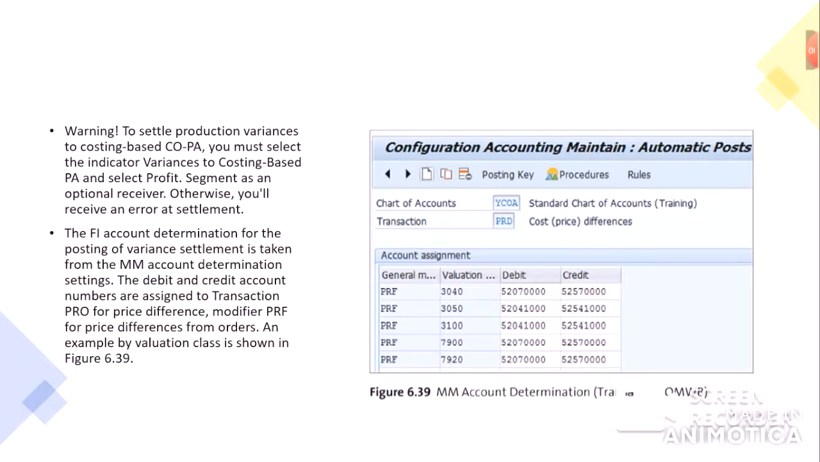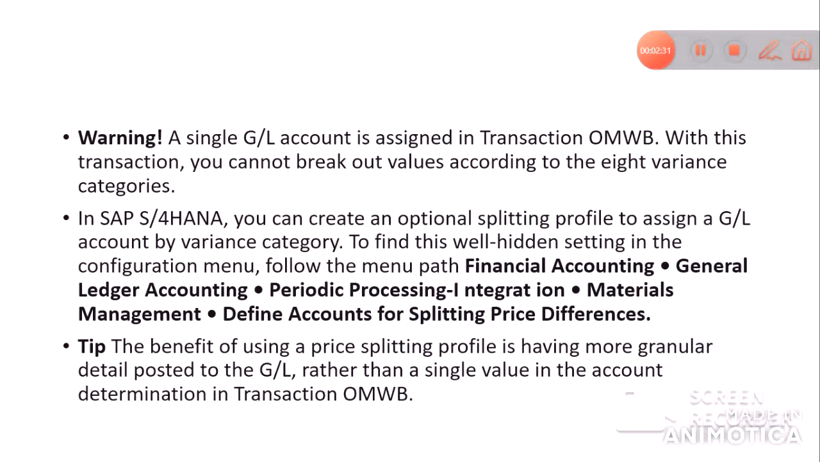The FI account determination for the posting of variance settlement is taken from the MM account determination settings. The debit and credit account numbers are assigned to transaction PRO for price difference, modifier PRF for price differences from orders. An example by valuation class is shown in this figure. So a single GL account is assigned in transaction OMWB. With this transaction, you cannot break out values according to the 8 variance categories.